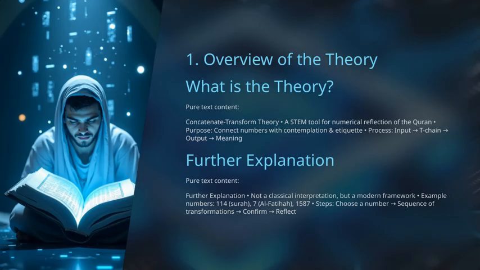The steps involved are simple. First, you choose a number, then you perform a sequence of transformations on it, confirm the results, and finally, take time to reflect on what it reveals. This approach connects the numerical patterns directly to our contemplation, making the process both meaningful and accessible. It's all about creating a bridge between the numerical and the spiritual, fitting perfectly within our overall theme of engaging more deeply with the Quran through innovative perspectives.